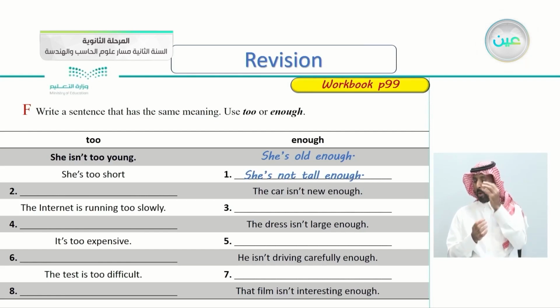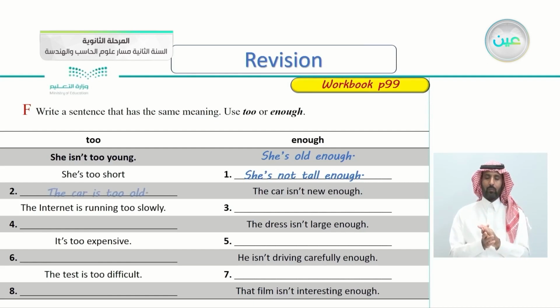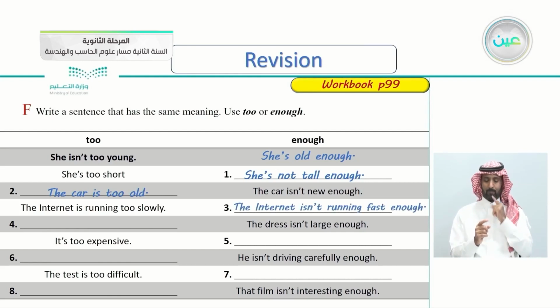Very good. The car isn't new enough. Let's see the answer here. The car is too old. Very good. The internet is running too slowly. So what's the correct answer using enough here? Yes, very good. The internet isn't running fast enough.